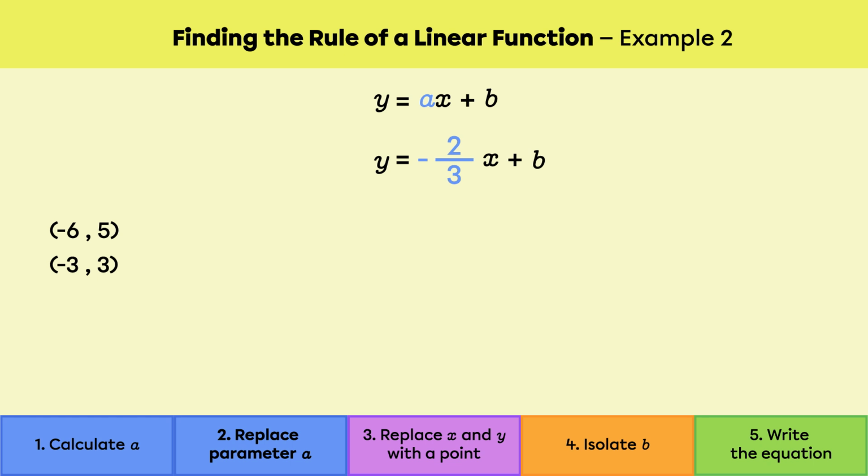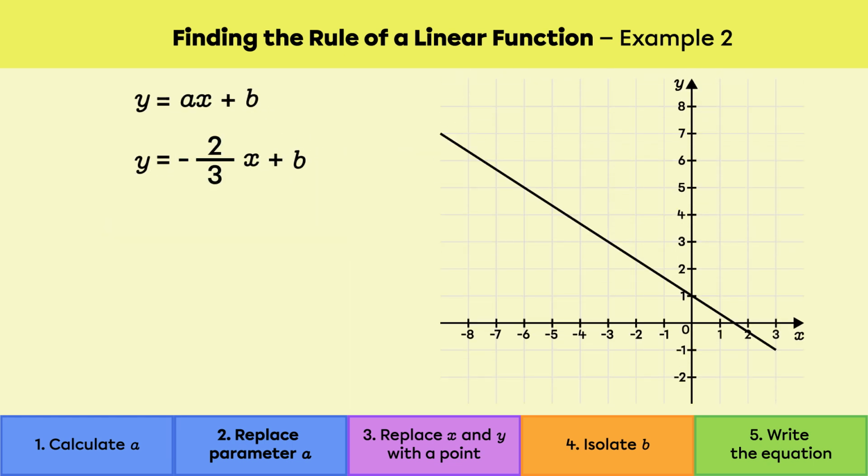After calculating a, we need to find b. Let's stop for a second and return to the original graph. As I mentioned earlier, b is the y-intercept. Here, its value is 1, since 1 is where the line intersects the y-axis. So we can deduce that b equals 1, and the equation is y equals -2/3 x plus 1. This saves us from having to isolate b.